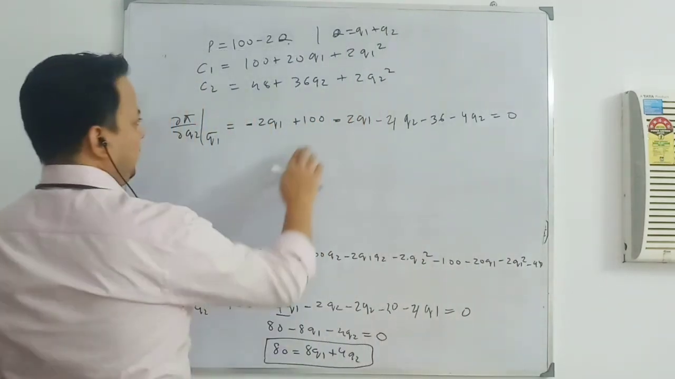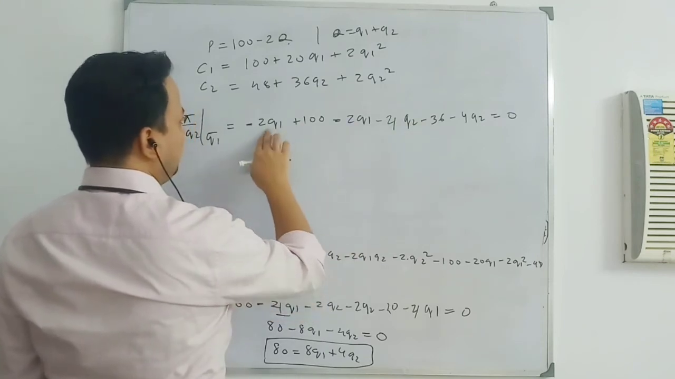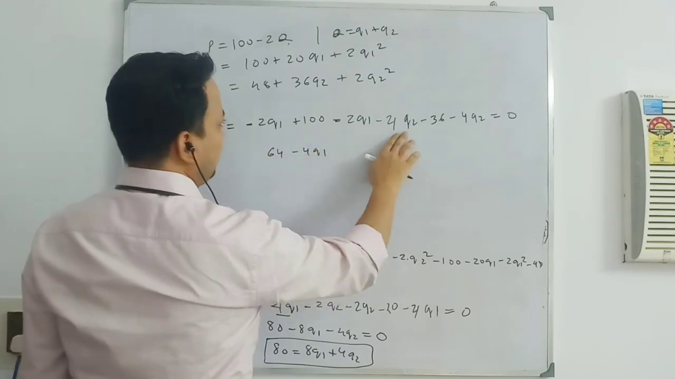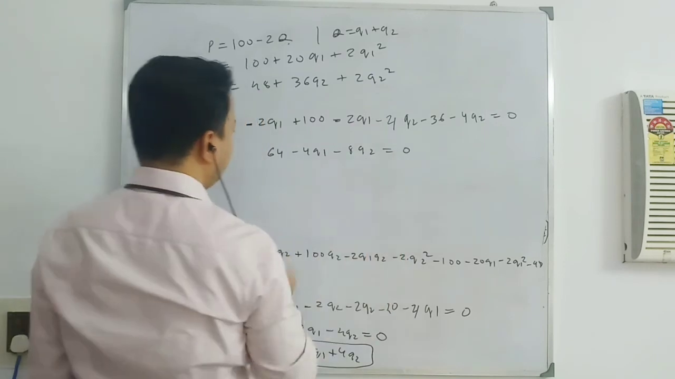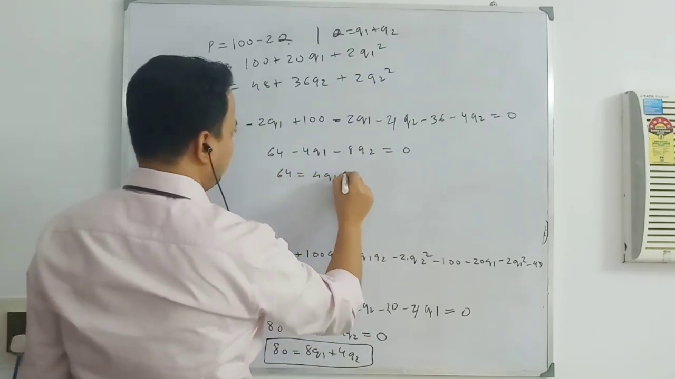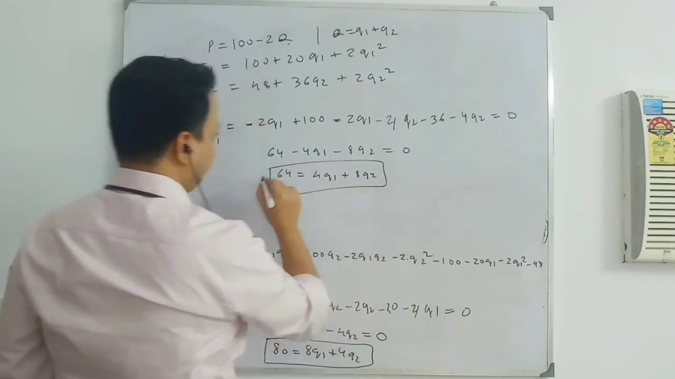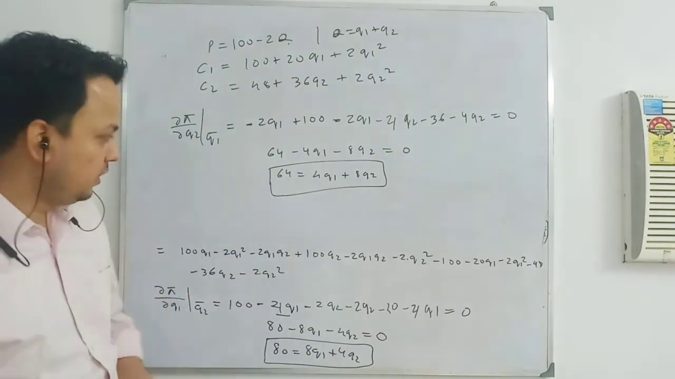Okay. What do we have? 100 minus 36 is 64, minus 2q1, 2q1 minus 4q1, then you have minus 8q2 equal to 0. Okay, so you will be getting 64 equal to 4q1 plus 8q2. Okay, so this is for firm 1, this is for firm 2. Okay. Let me write it together.